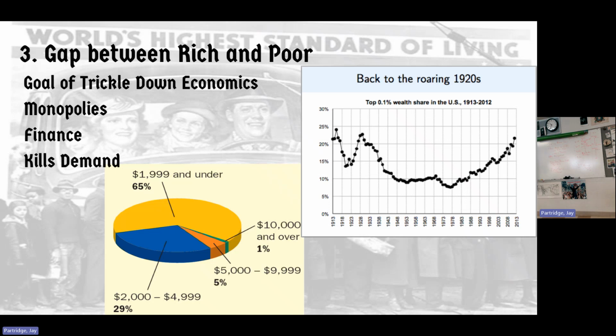How does this kill demand? People didn't have money to buy things. What kind of economy do we have after the 1920s? It's a consumer economy. People need to buy stuff. If money's not there, that's going to end.